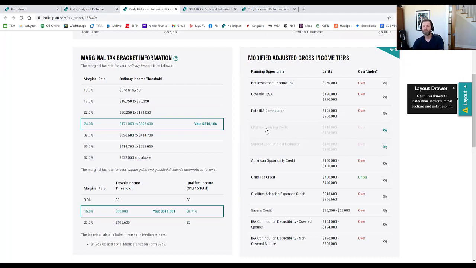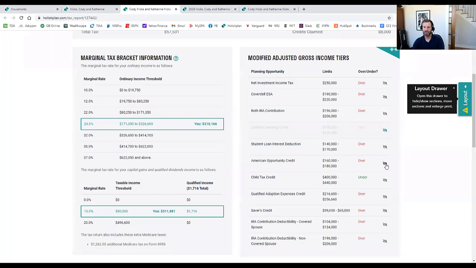So we can probably get rid of the lifetime learning credit, and the student loan interest deduction, unless they're paying off student loans. They are paying off student loans, but clearly they're over the limit. So we might keep that, but at their income level, they're never going to be below that if this continues.